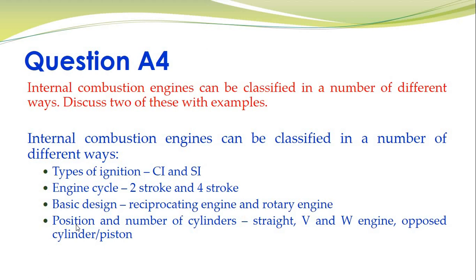And then we've got position and number of cylinders. For example, we can have a straight cylinder configuration, a V cylinder configuration, or a W cylinder configuration. Then the cylinders can be opposed cylinder or opposed piston, so we've got the boxer engine and so on. So these are the types, and then you need to list the examples as well. If you list types of ignition and just say engine cycle, you might get 1 mark here, 1 mark there. But if you don't list the example, you don't get full marks. So please keep in mind that you need to understand the question and then try to answer it.